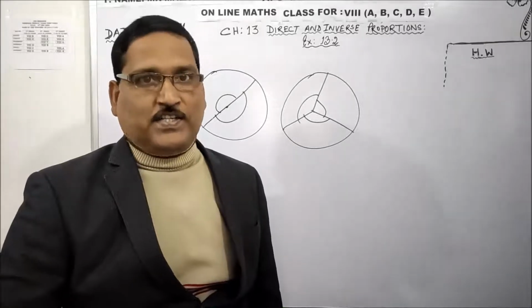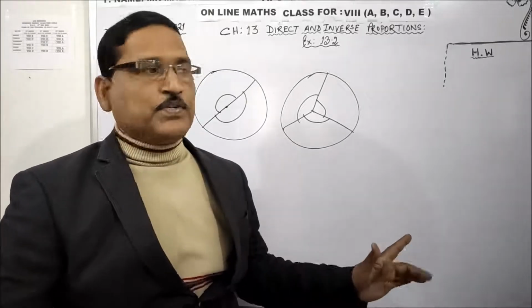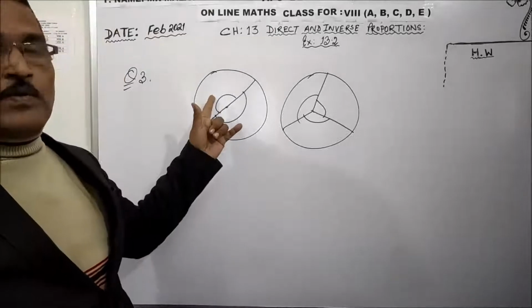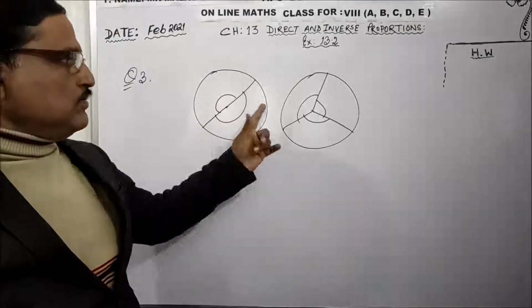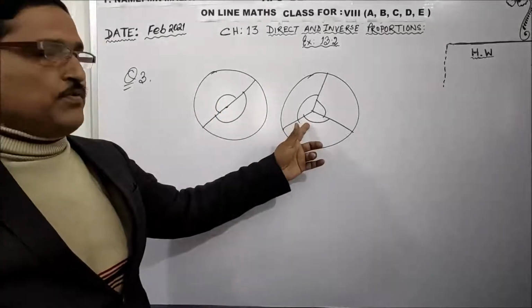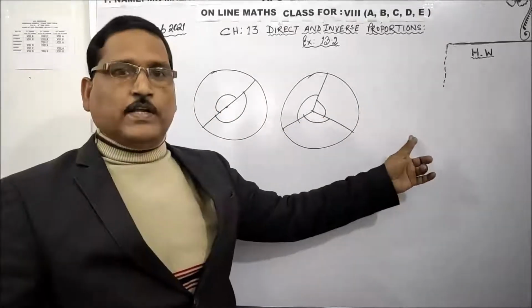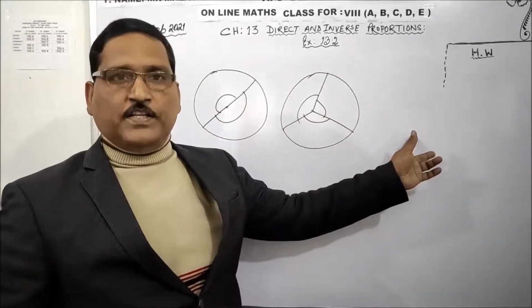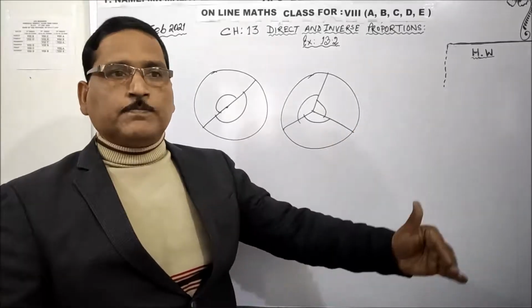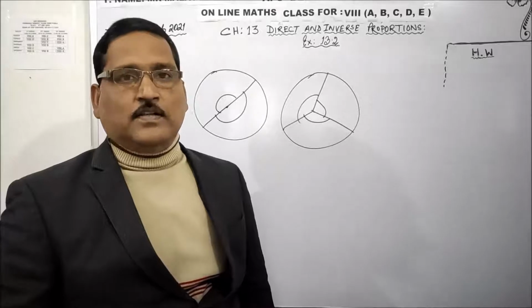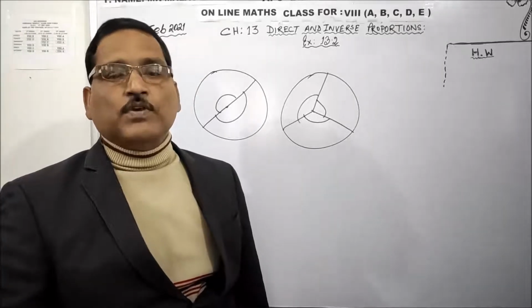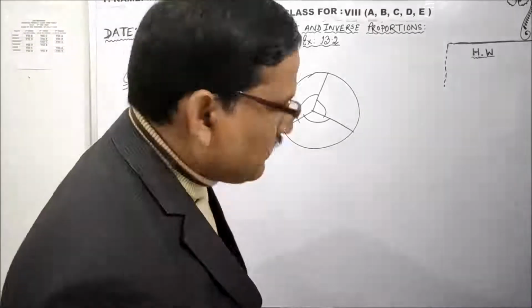Understood? It will decrease proportionally. Earlier, when the number was two spokes, it had 180. Now with three spokes, it will be reduced to 120. With four spokes, again it will get 90 degrees each. So the number of spokes is increasing and the angle between two spokes is decreasing. This is the situation where we have to use inverse variation.